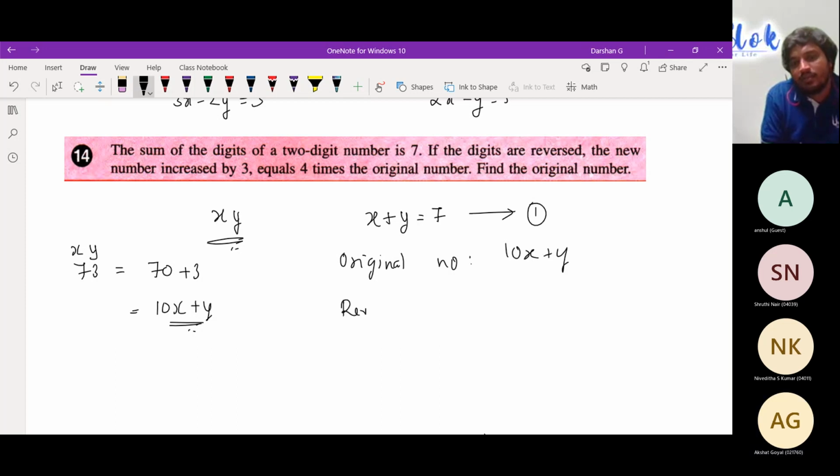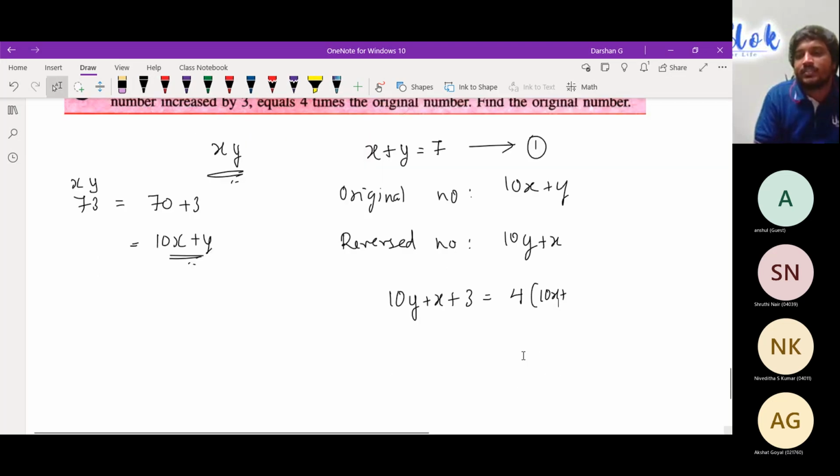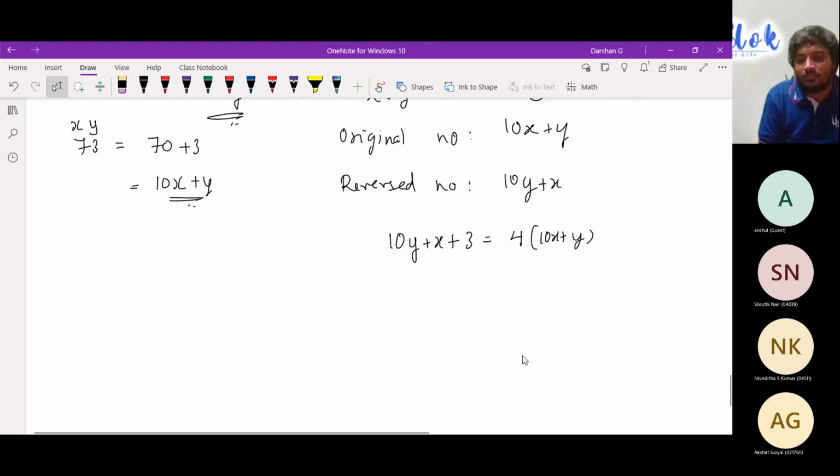What is the reversed number? The reversed number is 10y plus x. So do the needful. The new number is increased by 3. So the reversed number increased by 3 will become 4 times the original number, and we know the original number is 10x plus y. Can anyone tell the equation for this, please?